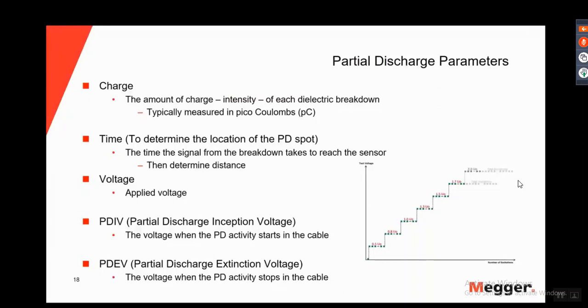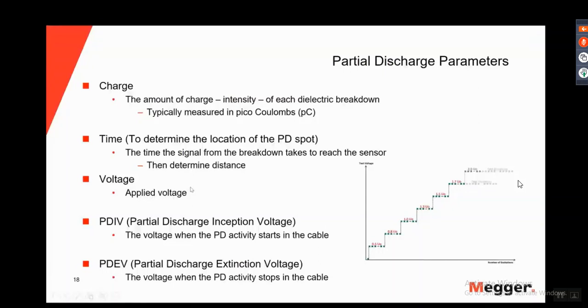We will also measure the voltage, the applied voltage. We know that there is a dependency of the partial discharge with respect to voltage. For instance, if we start to see PD activity at 0.8 U0 in the partial discharge measurement, and we increase the voltage, then the level of the partial discharge will increase. So for that reason it's important to see the relation between the applied voltage and the level of the partial discharge.